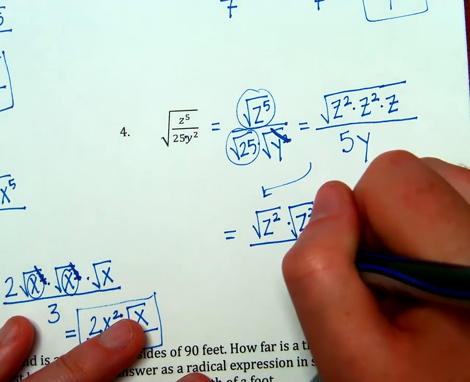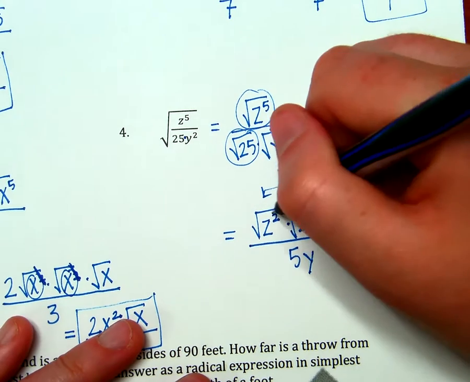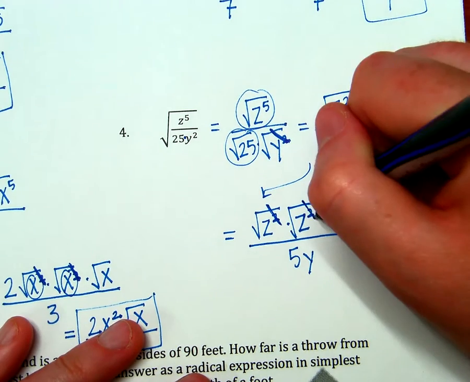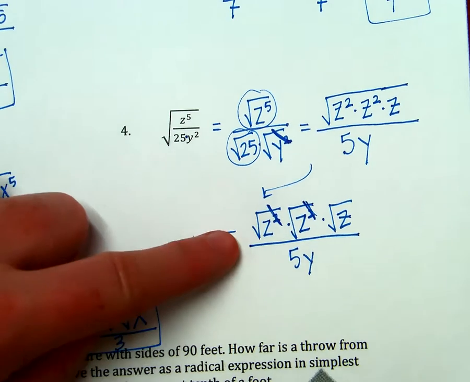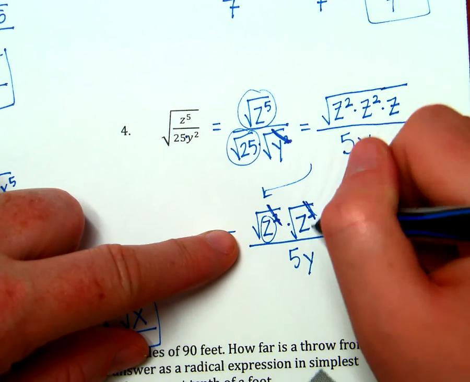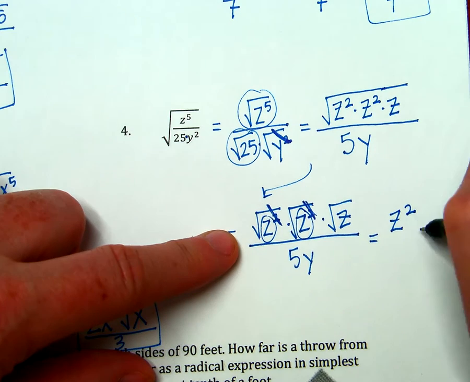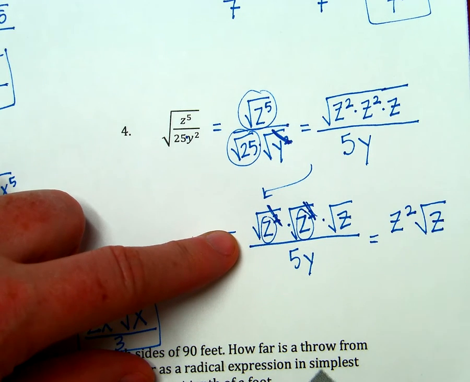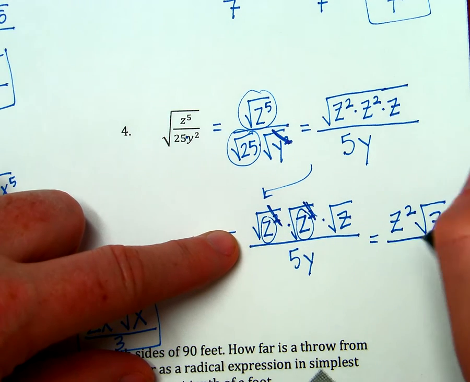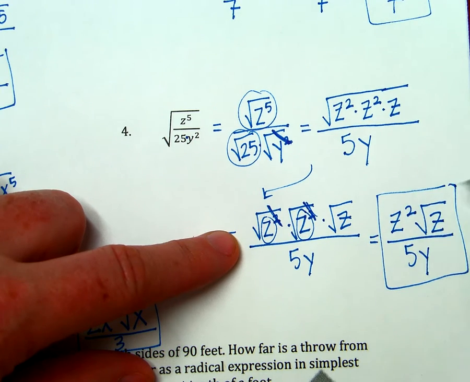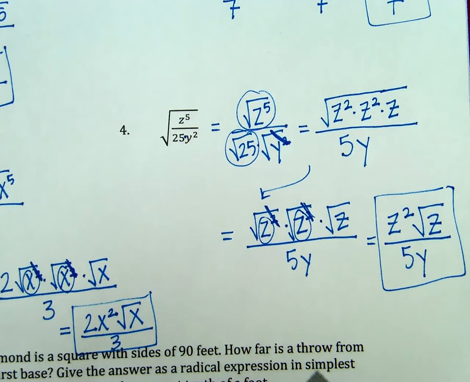I do this because then I can cancel squareds and square roots out. That leaves me with up top a z and a second z, so z squared. This z, nothing cancels out, so it has to stay under that square root. And in the bottom, I've got 5y sitting under there. Because I don't have any square roots left, I can't break anything else down. That's where I would stop with that problem.